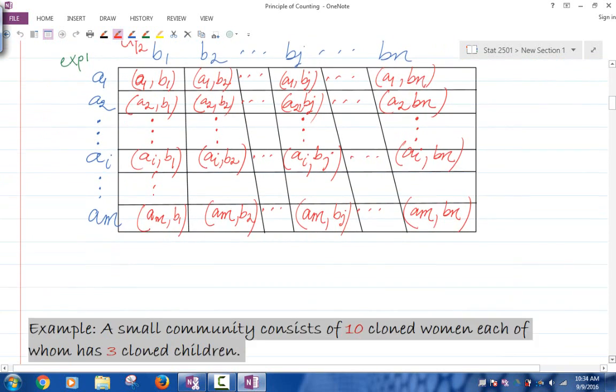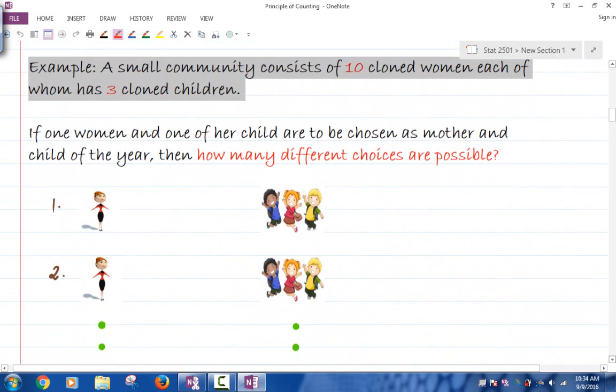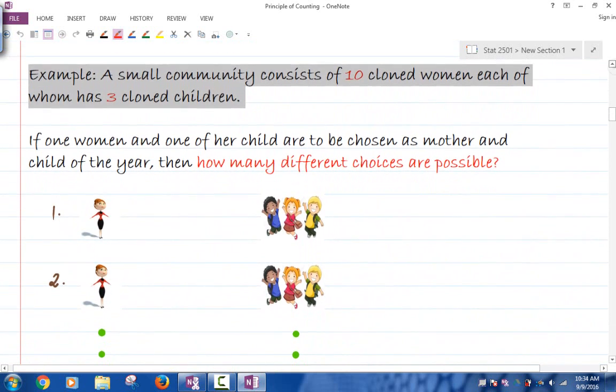Okay, so here is an example. A small community consists of 10 cloned women, each of whom has 3 cloned children.